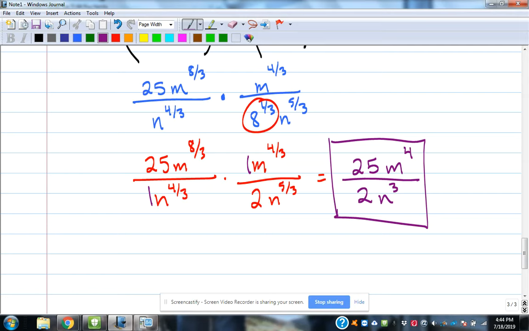All right. Let's look at another problem that asks us to simplify.